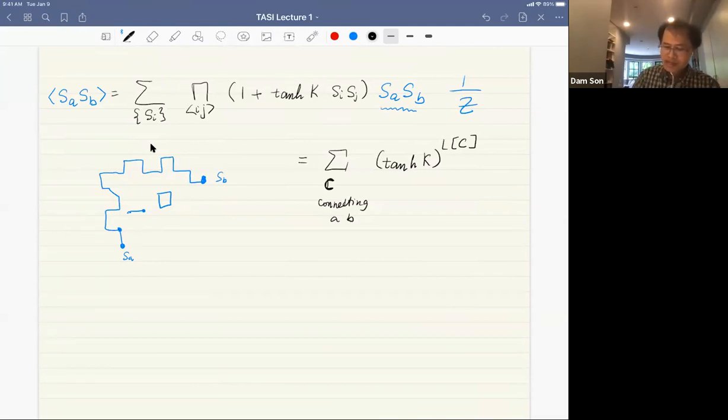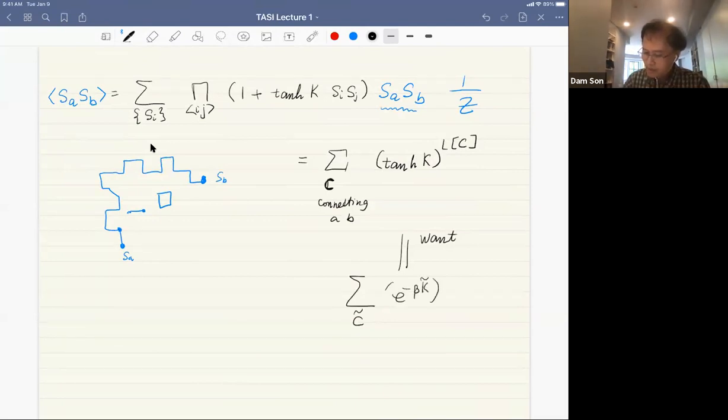Now we want to have exactly the same sum. So what do we want? We want to have exactly the same sum over C tilde of e to the minus beta K tilde to the power L of C, where L is the line that connects the two points A and B, in the low temperature expansion.